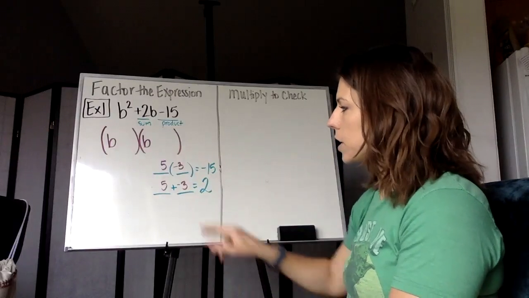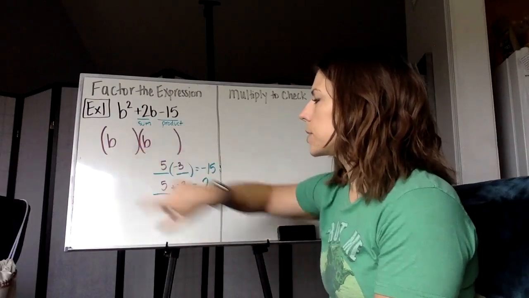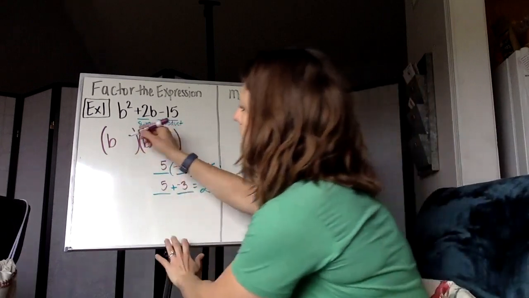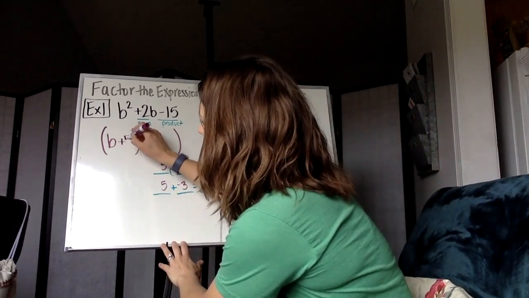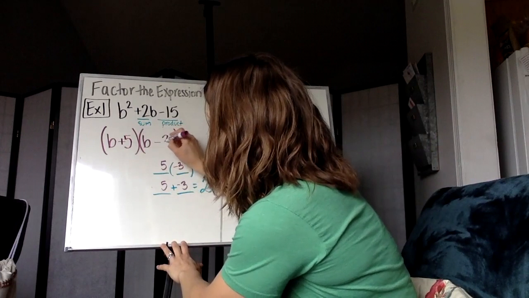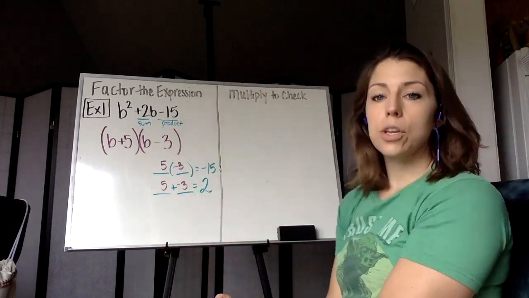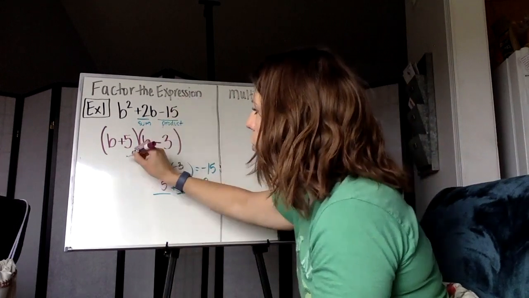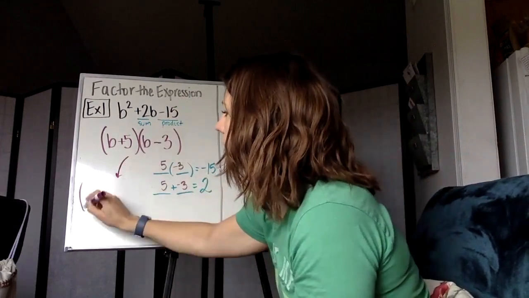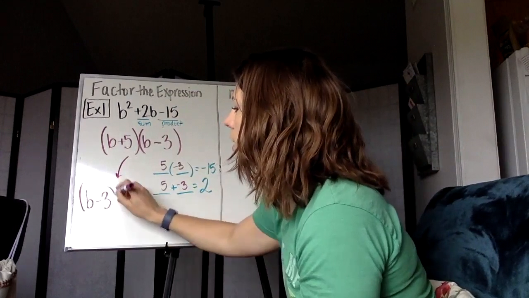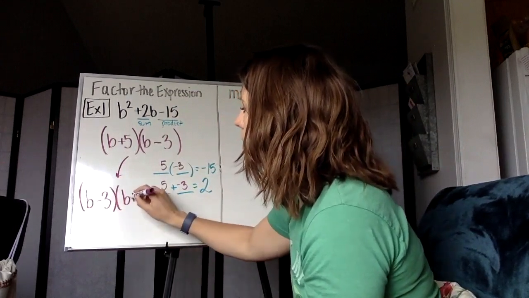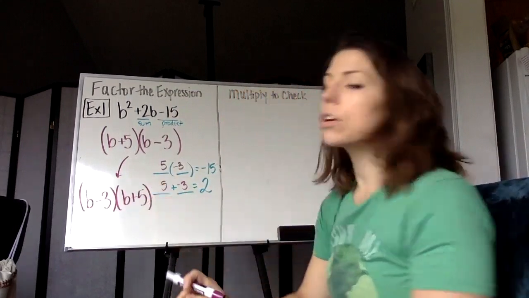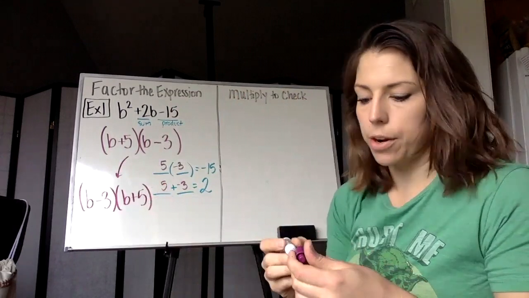What do we do with this information? These are the second terms in your binomials. So I have a positive 5 and a negative 3. Now you know by this point that this is actually not the only correct answer. You could also write it as b minus 3 times b plus 5. The order of the 2 binomials doesn't actually matter.